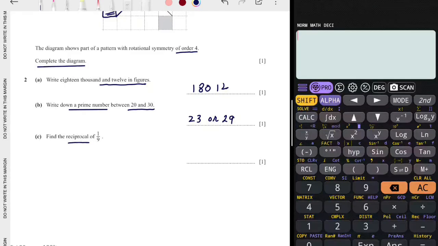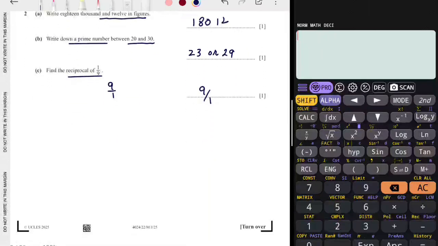Find the reciprocal of 1/9. So it will be 9/1. Moving towards next question.